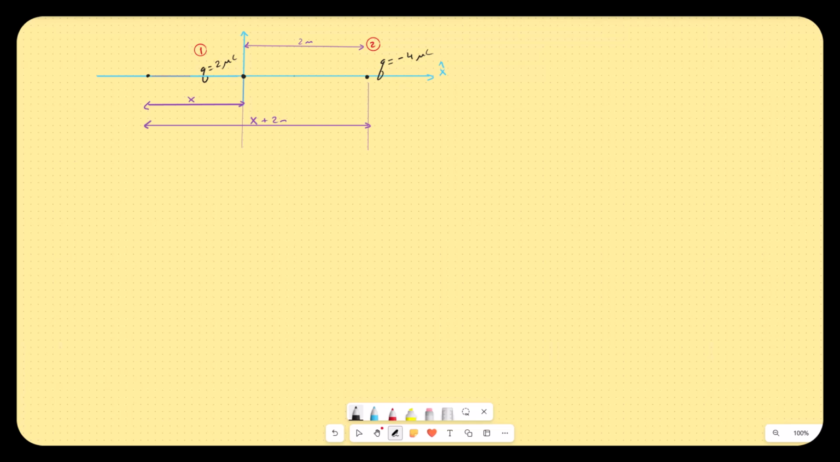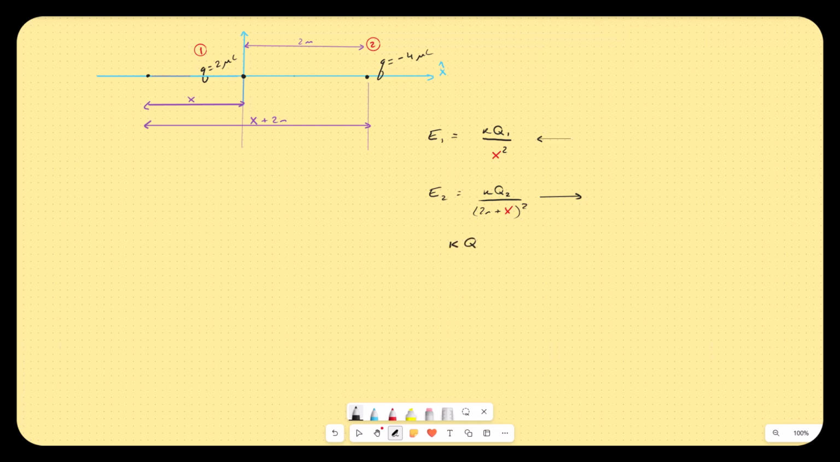So my electric field from 1 is going to be k q1 over x squared, and that's going to point to the left. My electric field from 2 is going to be k q2 over 2 meters plus x squared, and that's going to point to the right. And if I want my net field to be 0, I need these to cancel. So I'm going to set these equal to each other.